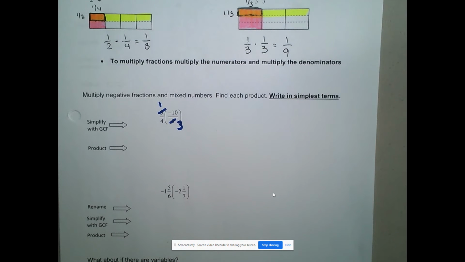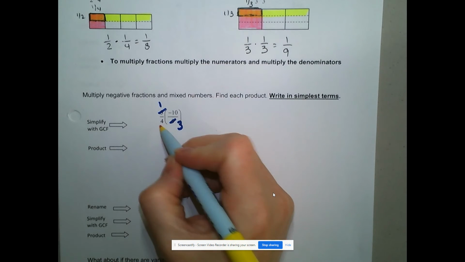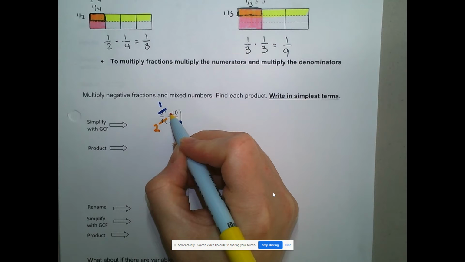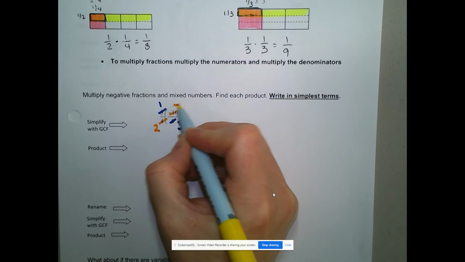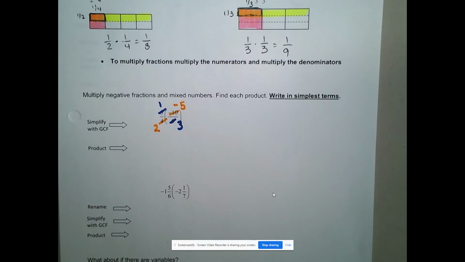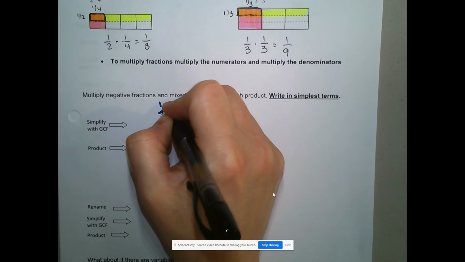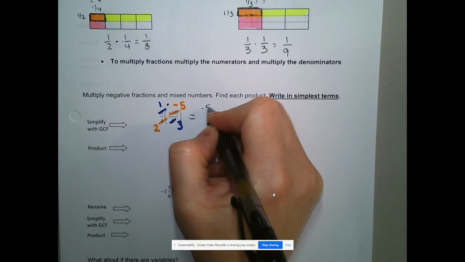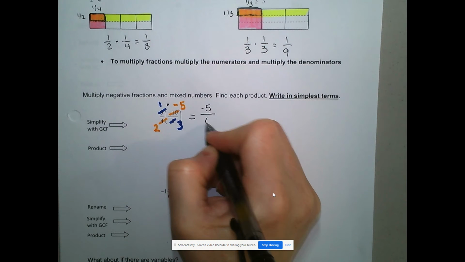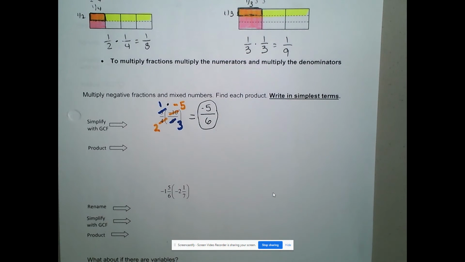In the other direction, 4 and 10 can both be divided by 2. So 4 divided by 2 is 2, and -10 divided by 2 is -5. So for all intents and purposes, I simplified -10 over 4 to -5 over 2. And now I can multiply what's left over. In the numerator, I've got 1 times -5, which is -5. And in the denominator, I've got 2 times 3, which is 6. And I would have an answer that's already in lowest terms. I don't need to simplify my answer anymore because I'm simplifying the problem.